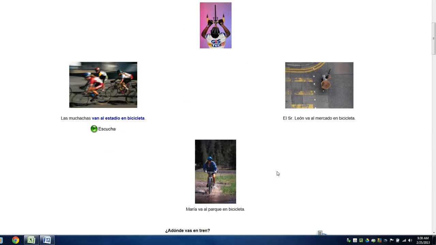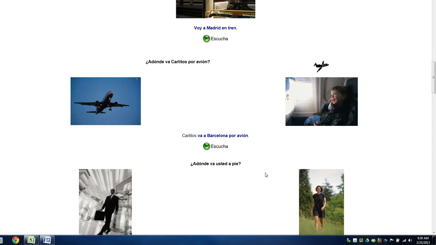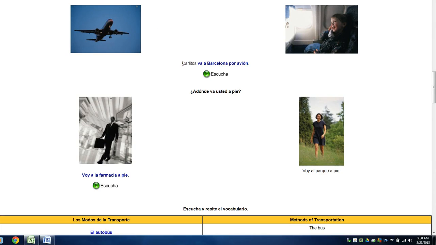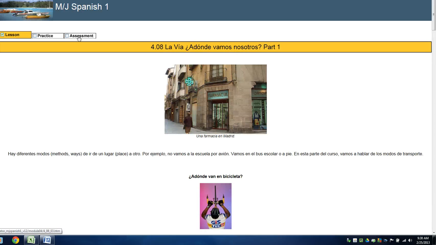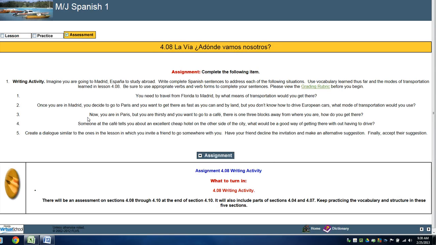And again, remember, go back here and look for examples. Here we've got somebody going, Carlitos is going to Barcelona by plane. Now the only thing we need to change is, because it's not Carlitos, we need to change that section there to the yo form of the verb ir. Instead of va, you're going to say the yo form, okay? So just go ahead and figure out your sentences based on what you've learned.